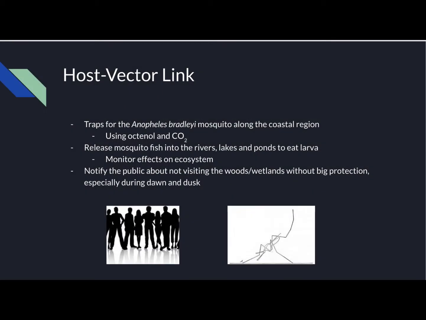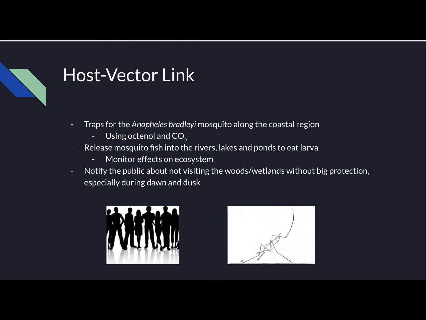The host vector link. We will be eliminating this link by including traps for the Anopheles bradleyi mosquito along the coastal regions affected by Blumkin's disease. These traps will include octanol and CO2 to ensure that larger numbers of Anopheles bradleyi are caught, rather than trapping other mosquitoes not related to this disease.